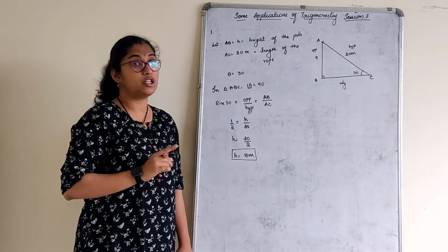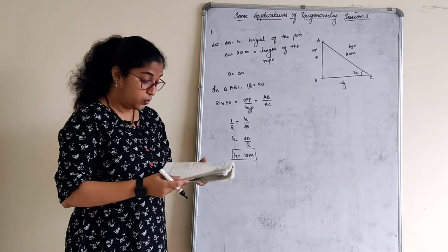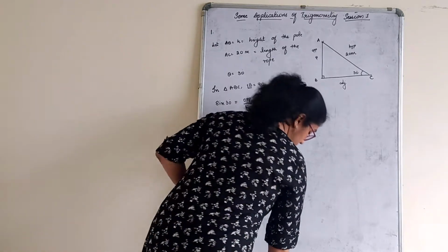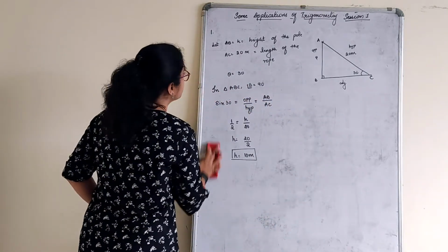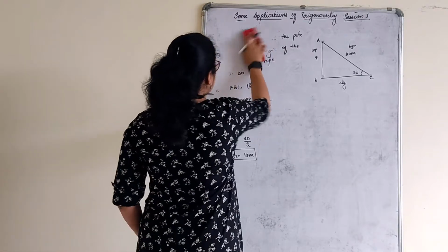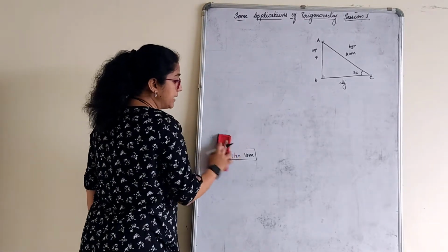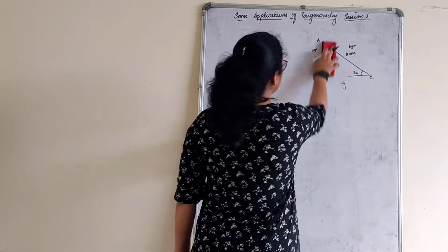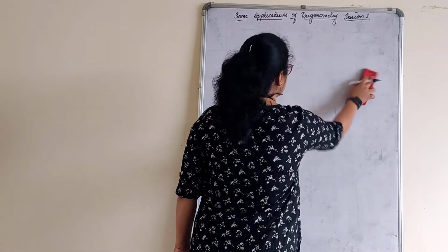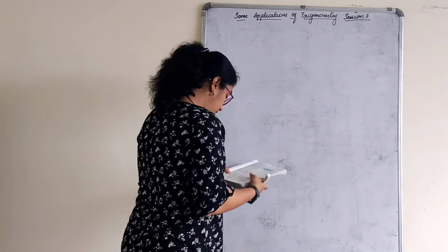Conclusion is must and should what you have to give. Very clear about this? Okay. We'll go with the next sum. Conclusion is very important. Please write the height of the pole is 10 meter. Look at the next sum now.